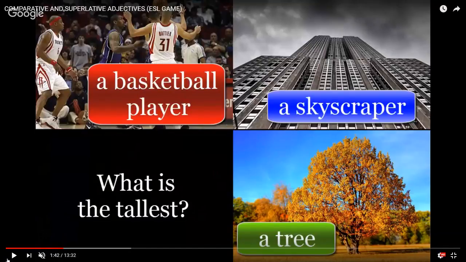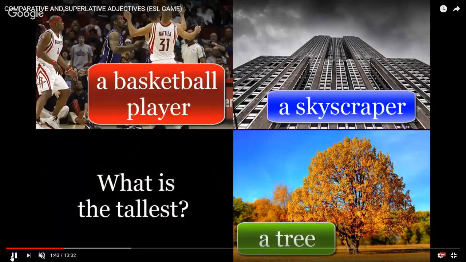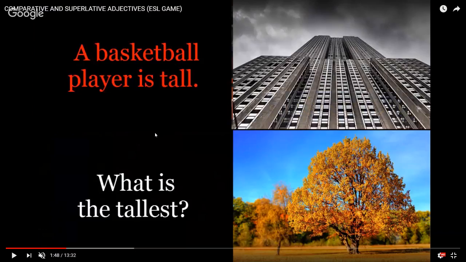A basketball player, a skyscraper, and a tree. The question, what is the tallest? Let's go to the basic one. Okay. A basketball player is tall. Very good. The comparative? The basketball player, the tree. The tree is taller than a basketball player.